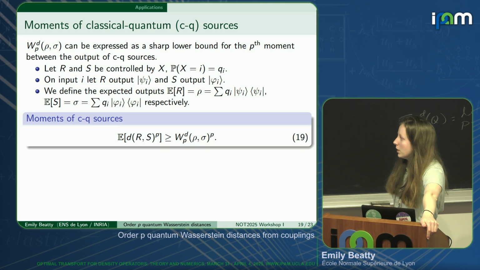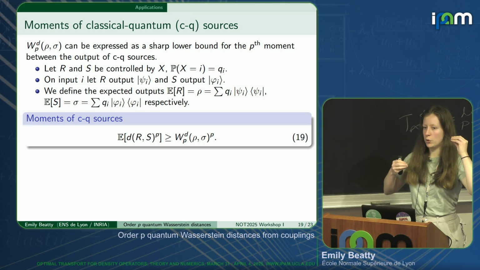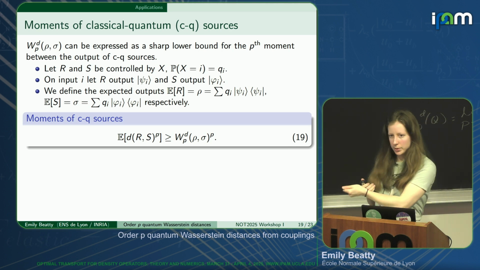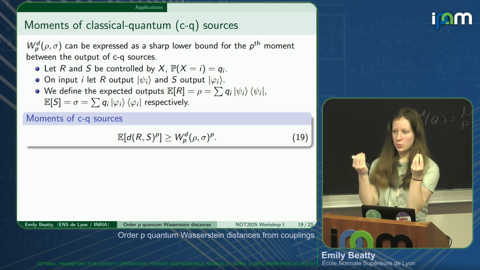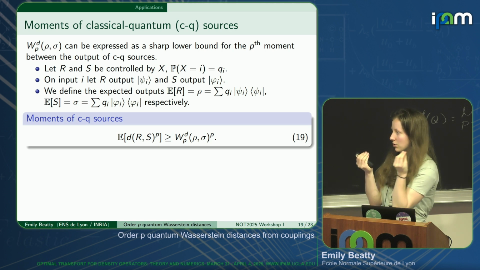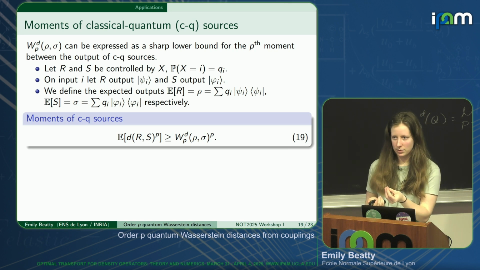So if you have two classical quantum sources controlled by the same discrete random variable, and you want to transform one into the other post-output, the expected value of the Pth moment of the distance between these outputs is sharply lower bounded by the Wasserstein distance between their expected outputs.